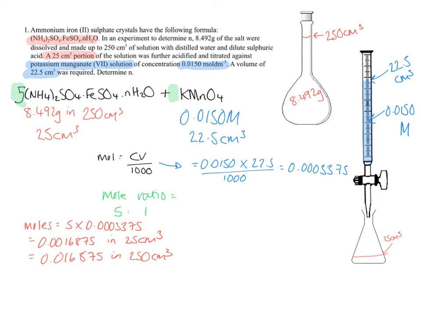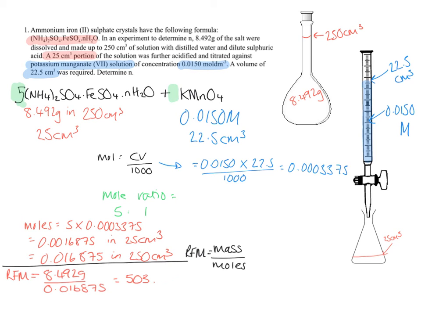Okay, so now when we talk about the salt, we can talk about the original solution rather than the solution in the conical flask, because we know that in this original solution we had 0.016875 moles, and we also know the mass because the mass was given at the beginning, which was 8.492 grams of the salt dissolved in that solution. So if we know moles and we know mass, we can work out relative formula mass. So relative formula mass is equal to mass divided by moles. So if we plug those numbers in, we will get the relative formula mass for the salt. So if you plug that into your calculator, 8.492 grams divided by the number of moles, which was 0.016875, you get a relative formula mass for this compound as 503.